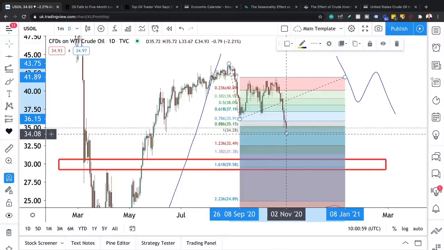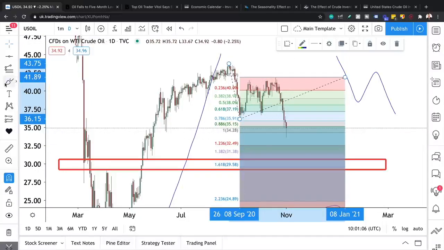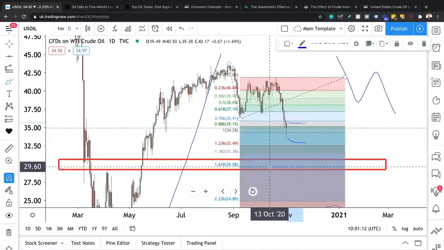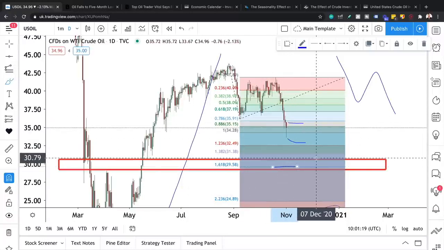Now we did get a strong looking hammer candle around there, so you have to be a little bit careful, but it wasn't particularly precise. And that's good to know. If you see price move in either direction, especially a little bit further down, then we know the next level tends to be the 1.618 here at 29.58. So that suggests that, yes, there may be more downside to come.